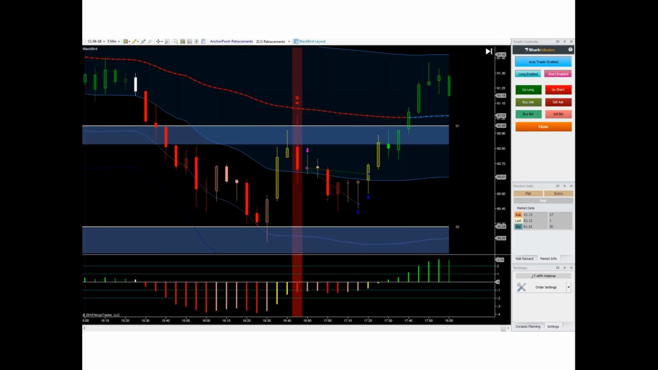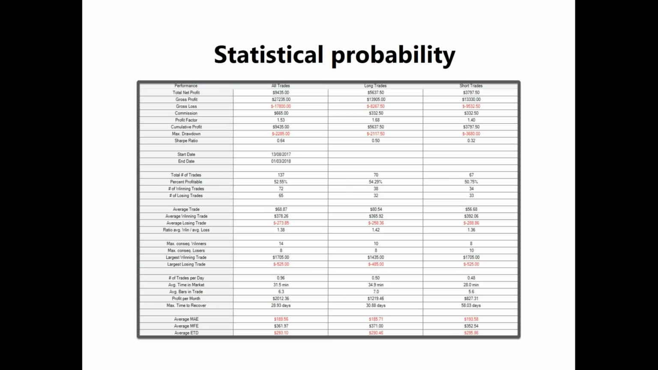As far as the statistical probabilities on this, we have a percent profitable rate of about 52% over the past few months here. Profit factor of 1.53 and a total net of just north of 9,400, a drawdown of about 2,300. This is on 137 trades. As I said, you just need to keep in mind that you have to have a walk-forward process in place to maintain any system. And there is more information on how to do that up on our blog, so check that out as well.